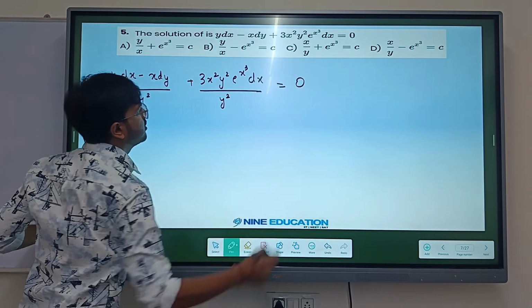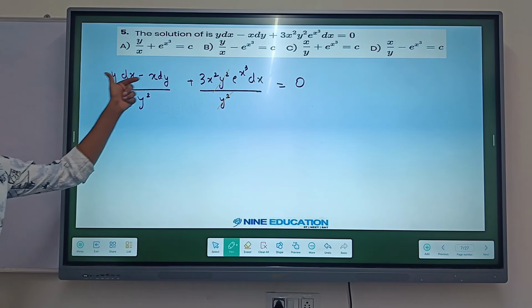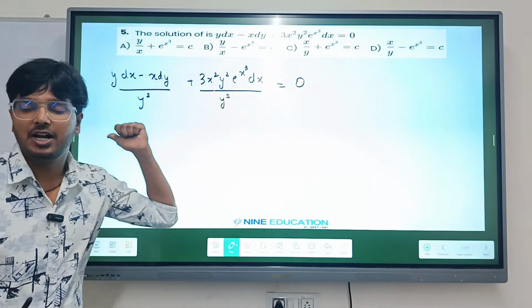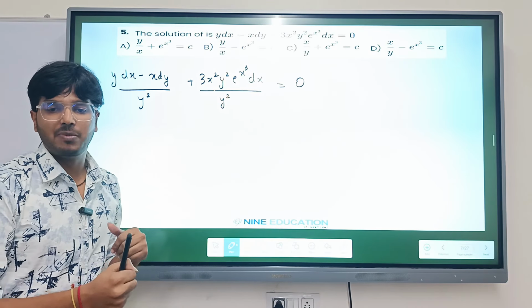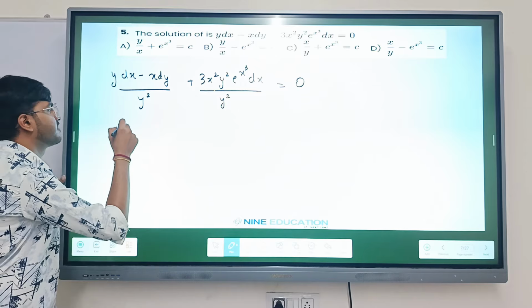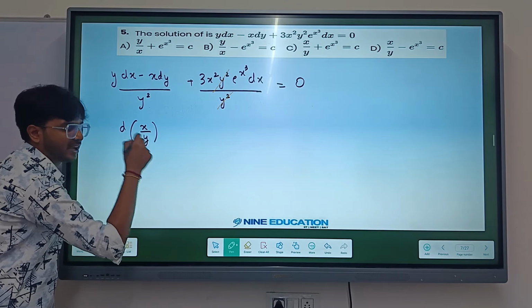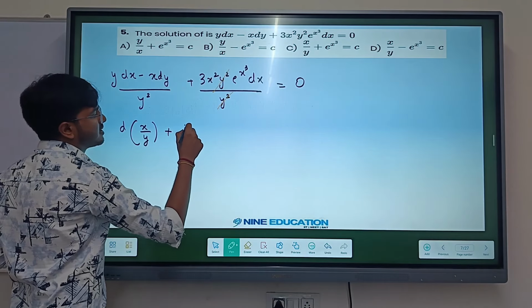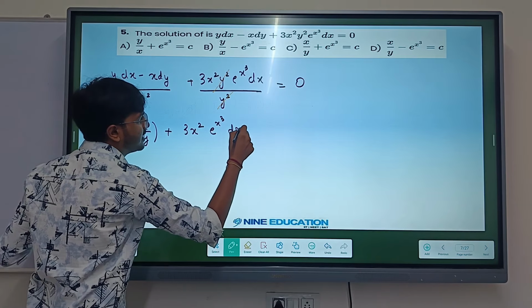Equal to 0, what will I get? Y square cancels. Now y dx minus x dy divided by y square, is it looking like differentiation of u by v? V du minus u dv by v square. This is also an exact differential equation. This is differentiation of x by y. And what is left with us? 3x square e power x cube dx.